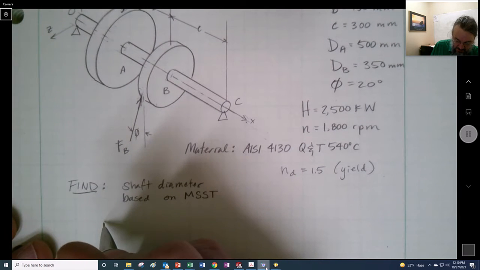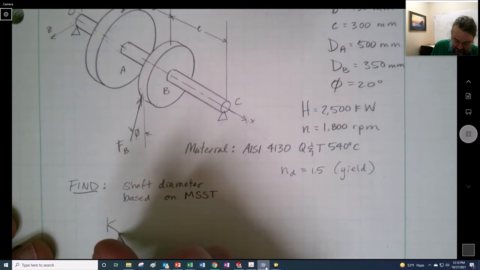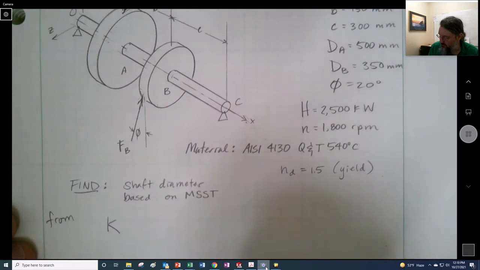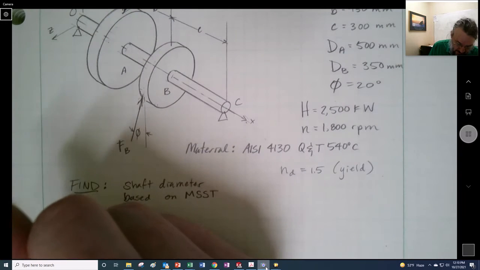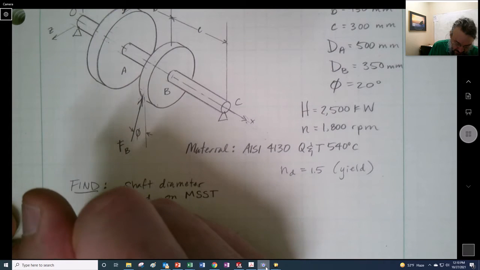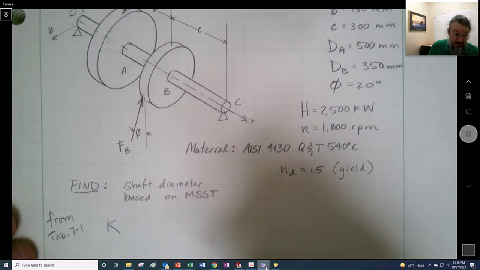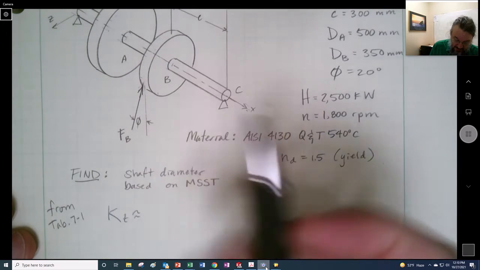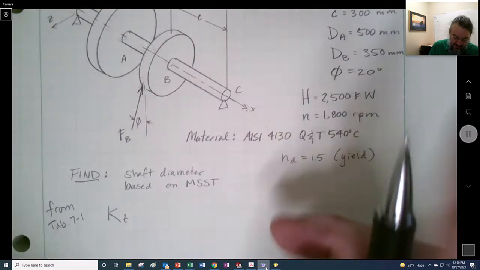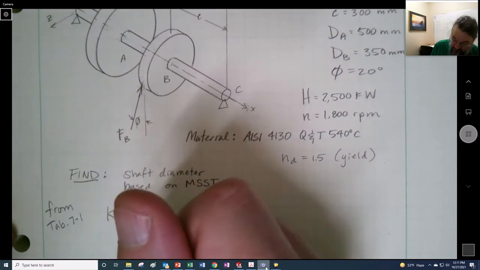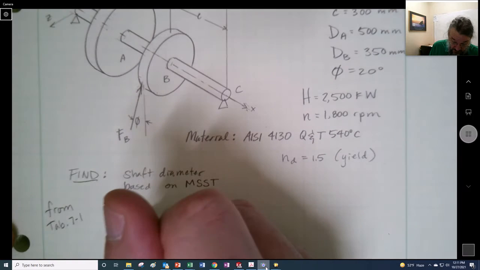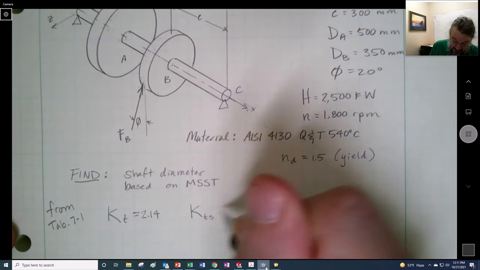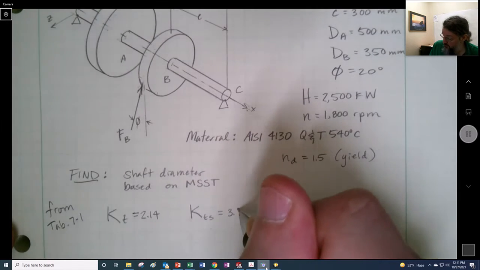So we will say for K, from the table, I'll write tab. See, I saved 2 letters by writing tab. KT is equal to what it says from the table, so we don't have to do approximately. KT is 2.14, and KTS is 3.